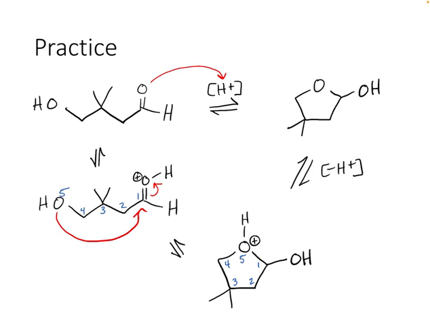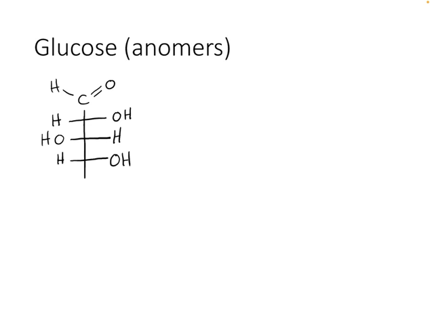So let's look at an actual carbohydrate. Let's look at glucose in particular. So glucose, let's draw that out first. Glucose is an aldose, so it has an aldehyde at the top. And then it has an OH group that is on the right. Then at the next carbon, we have an OH group on the left. Then we have an OH group on the right again.